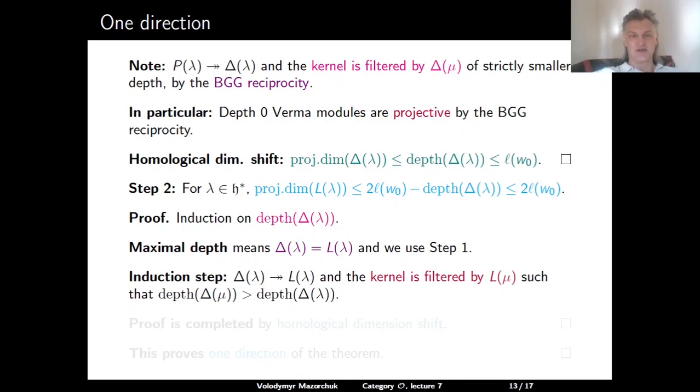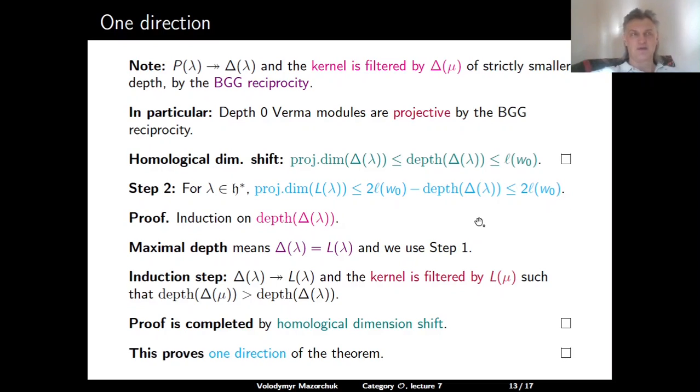And then we use induction on the depth of the Verma module. The Verma module Δ(λ) surjects onto L(λ), and the kernel is filtered by simple modules which have strictly greater depths. So now we can use again the homological dimension shift, that the projective dimension of this L(λ) is at most 1 plus the maximum of projective dimensions of those with strictly greater depth. Combining these together, we get that the projective dimension of all simple modules is bounded by 2l(w0), and this proves one direction of our global dimension theorem. Each module in O has projective dimension at most twice the length of the longest element in the Weyl group.